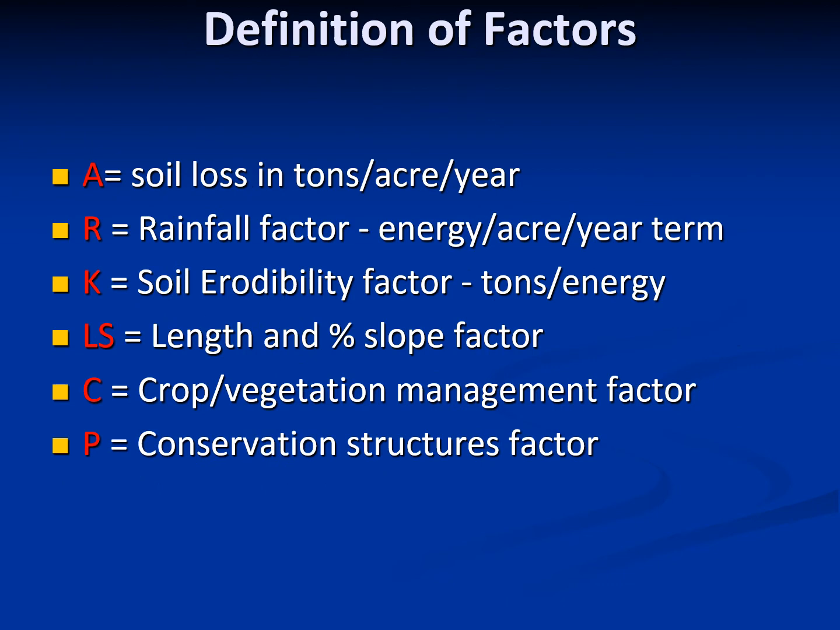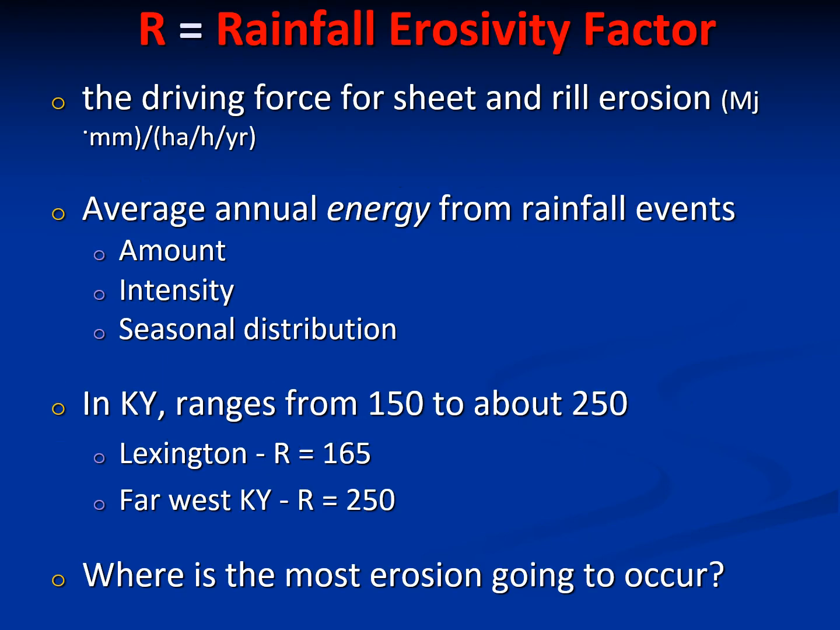A is equal to the soil loss in tons per acre per year. R is equal to the rainfall factor in energy per acre per year. K is the soil erodibility factor in tons per energy. LS is the length and percent slope factor. C is the crop and vegetation management factor, and P is the conservation structures factor. Let's talk about each of those individually.